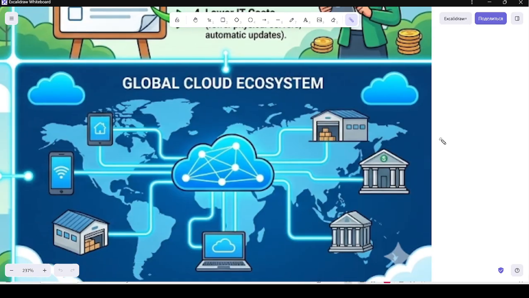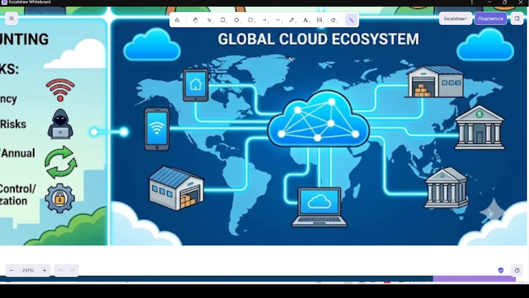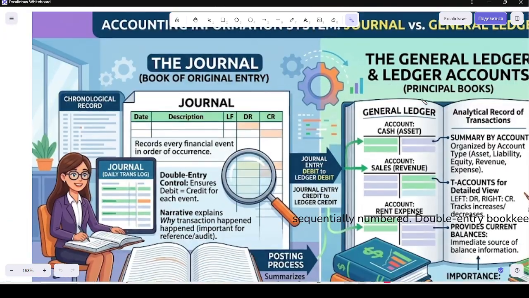This is a picture of the global cloud account system, right? Banks, different kinds of banks, inventories, or your desktop, phone, and others. This ensures that you can access the account from anywhere if you have the account.